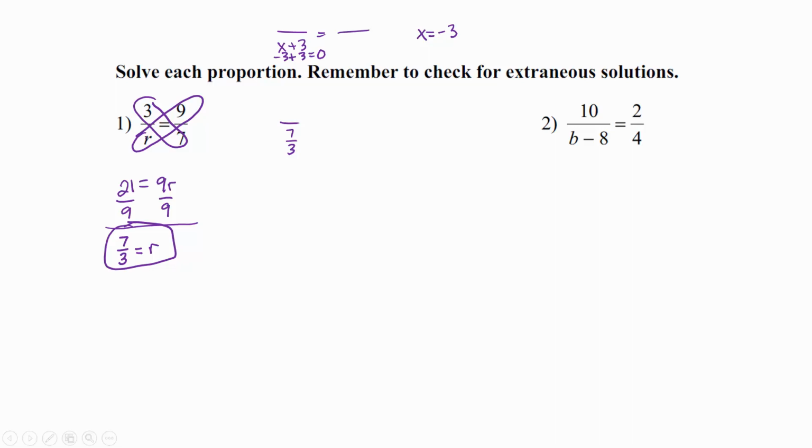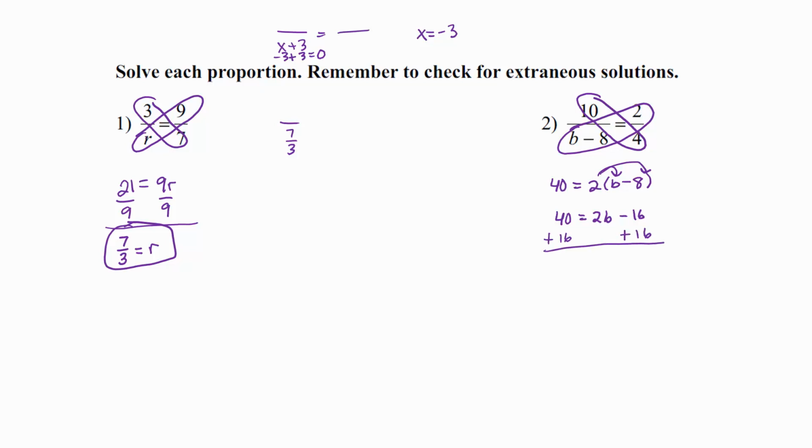So number 2, we're going to cross multiply as well. We've got 10 times 4, which is 40. We've got 2 times b minus 8, and it's important to make sure to distribute that 2. You don't necessarily have to write down that step in between, as long as you times both of these by 2, so we get 2b minus 16. Then this is a linear equation, so we're going to add 16 to both sides, and then divide both sides by 2. So we get 28 for b.